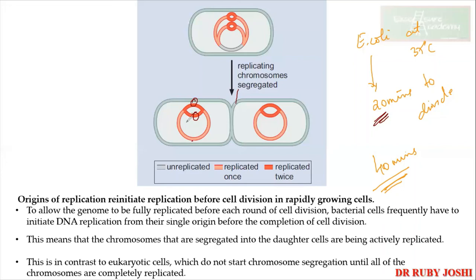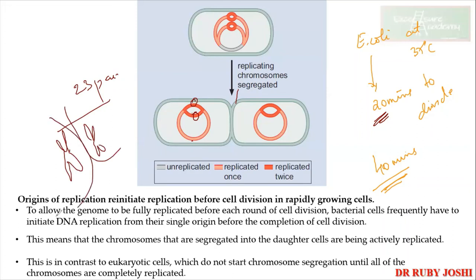But this is not true in the case of eukaryotes. In eukaryotes, until everything is completed, it will not undergo M phase or mitosis. It is not that half is divided and then the rest. Because in eukaryotes we don't have circular DNA, right? We have 23 pairs. Until they are properly aligned with each other, we cannot divide them. So that's why in the case of eukaryotes it is not possible. Okay, is this much clear to everyone?